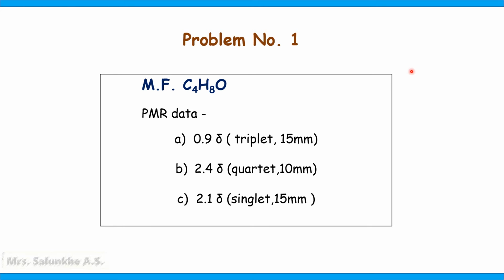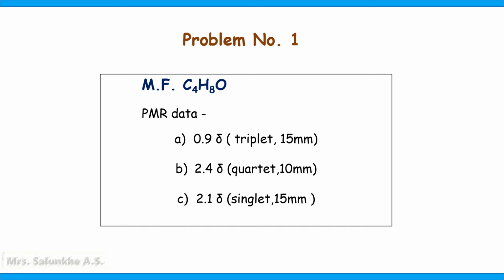By remembering those facts, now we see the examples one by one. This is problem number 1. The molecular formula given is C4H8O. The PMR data given is: first signal 0.9 delta triplet 15 mm, 2.4 delta quartet 10 mm, 2.1 delta singlet 15 mm. In this example, the number of protons is not given, but the signal height is given. Therefore, we have to determine first the signal height ratio and the site of unsaturation.